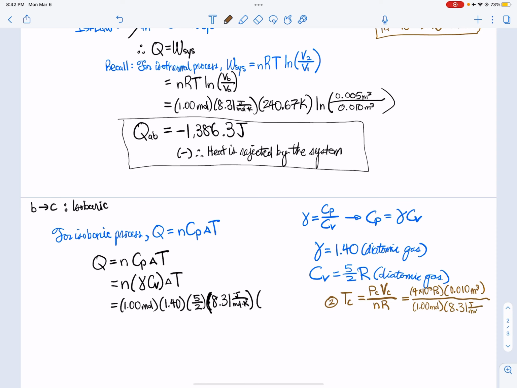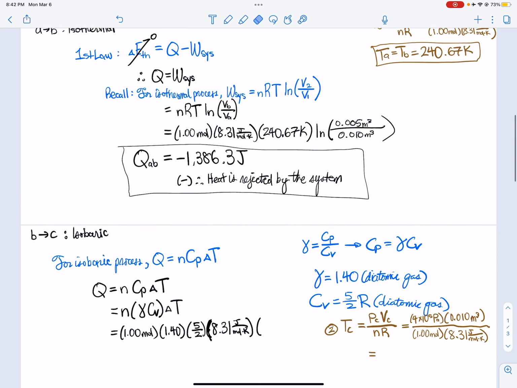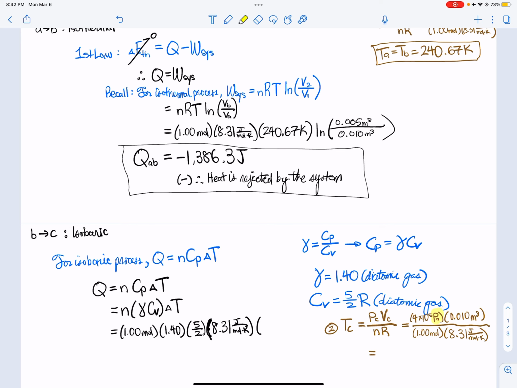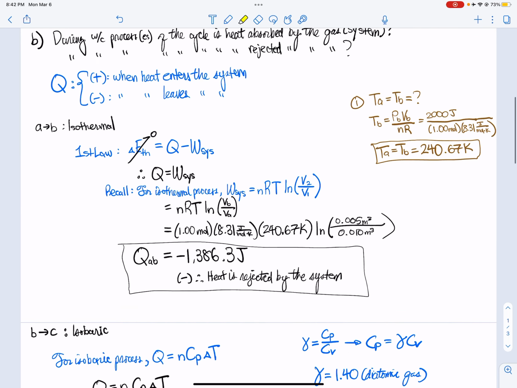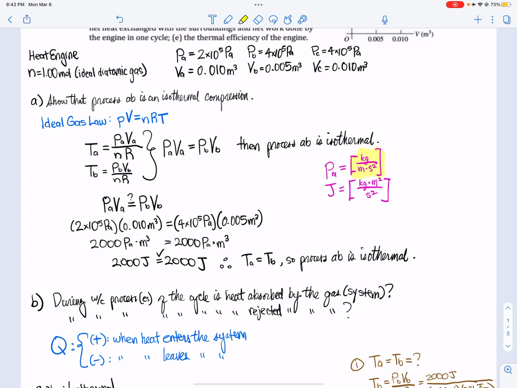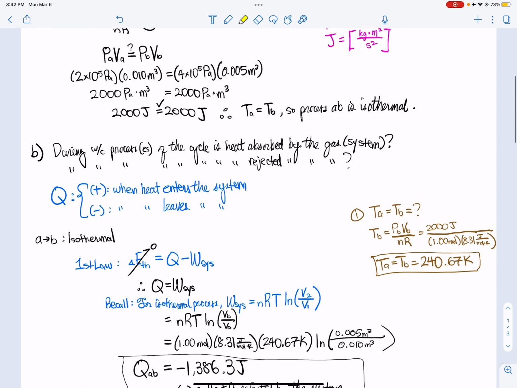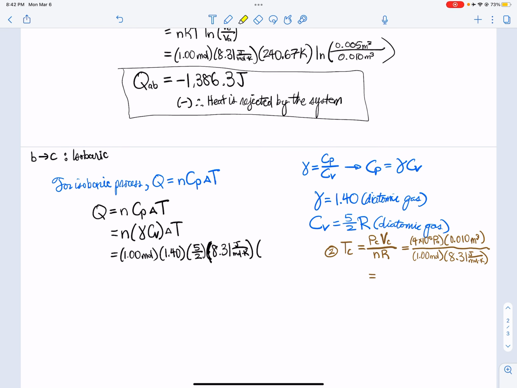And R is a constant, 8.31 joules per mole Kelvin, okay? So plug all that in your calculator, cancel out units. Remember for pascals right here, instead of writing it as pascals, write it as kilogram over meter times second squared, okay? And then if you multiply that by a cubic meter, you'd get a joule. We talked about that earlier. And so cancelling out units, your final answer, you would get the temperature at C is equal to 481.34 Kelvin, okay?